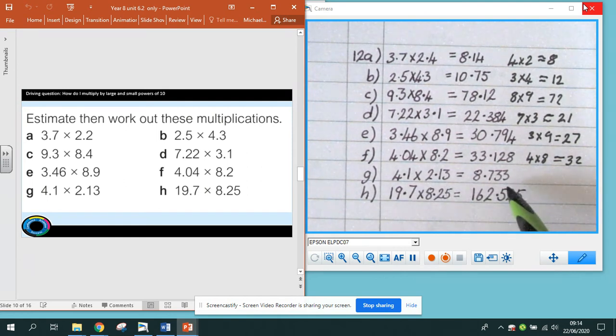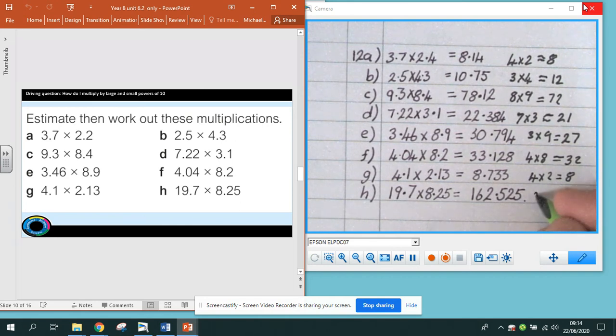4.1 times 2.13 gives you 8.733, and an estimate of 4 times 2. And the last one, 19.7 times 8.25, which again we're going to end up dividing by 1,000, and that will give us an answer of 162.525, and our estimate should have been 20 times 8, which is 160.